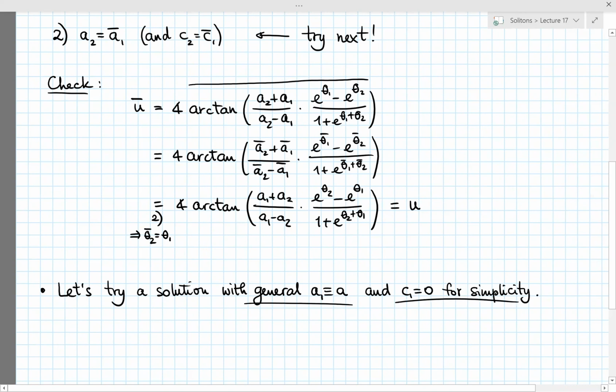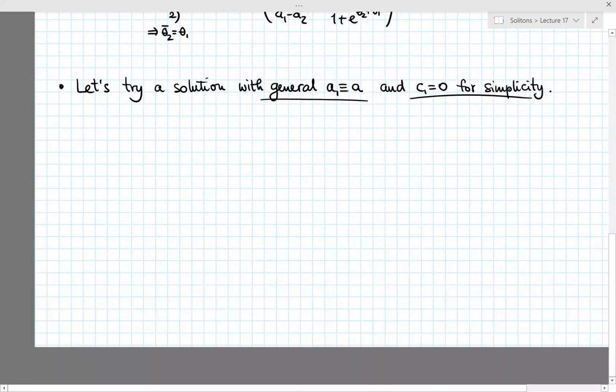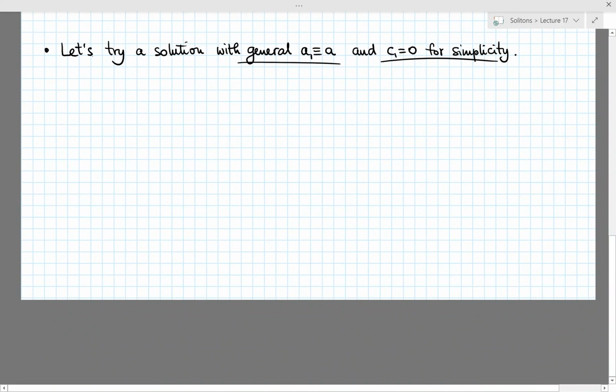So the integration constants vanish, but the two Backlund parameters are complex conjugate to one another. Next, let's make a few definitions. So first, I remind you A1 was equal to A. So let's call capital A and capital B its real and imaginary parts. And let's call phi its argument.